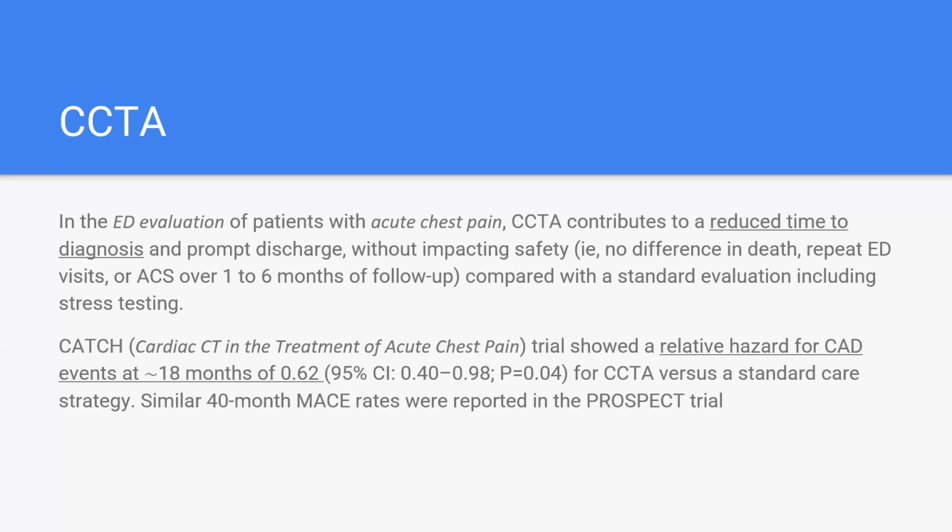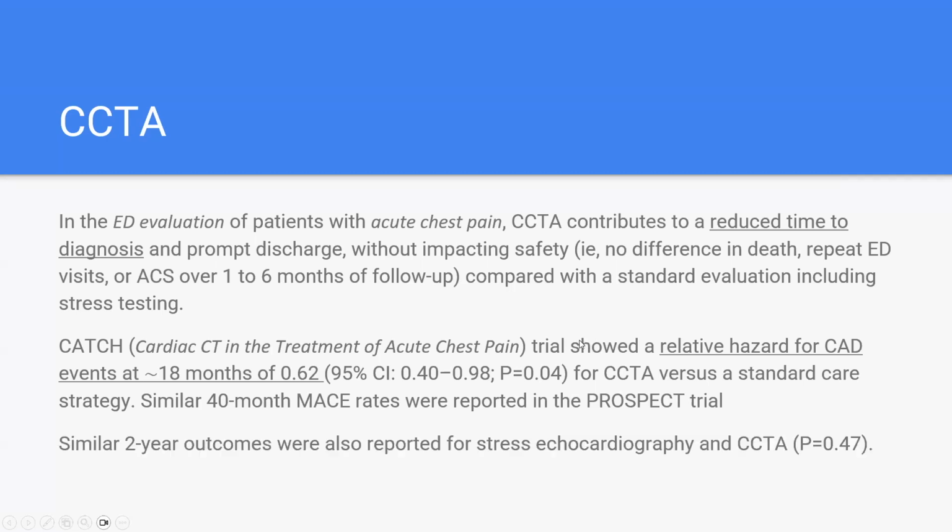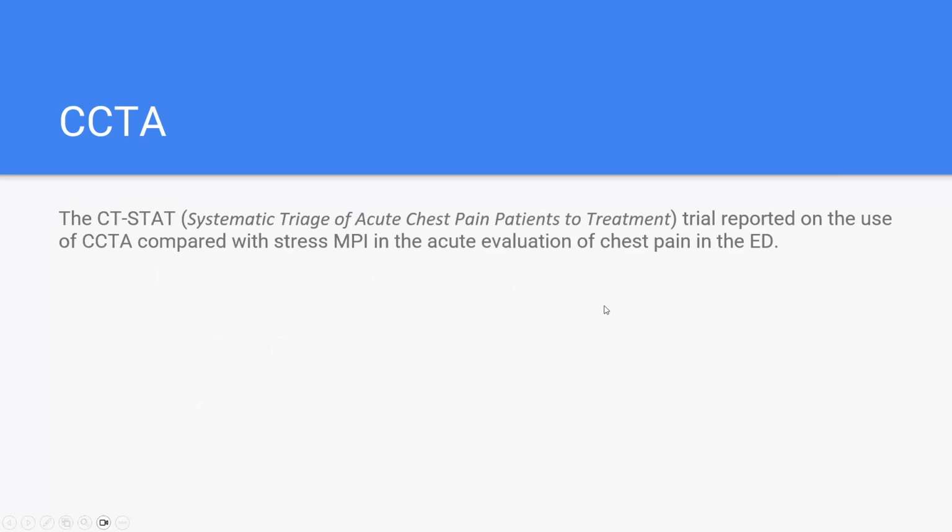So CT is good at reducing the risk of events in the long term. Similar reduction of MACE in the long term. CT and stress echo are good at reducing MACE. Again, we don't need to go through all those. They're good at detecting things.